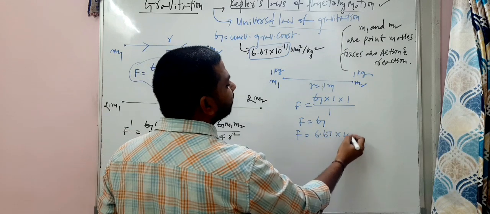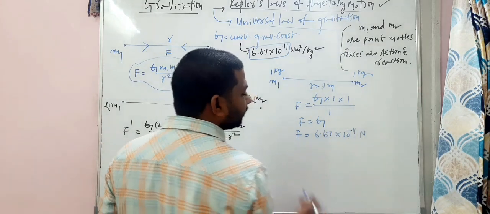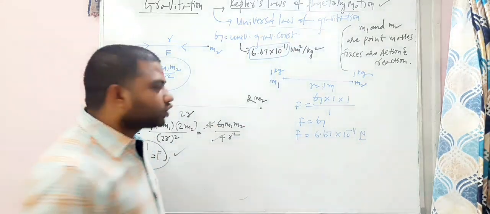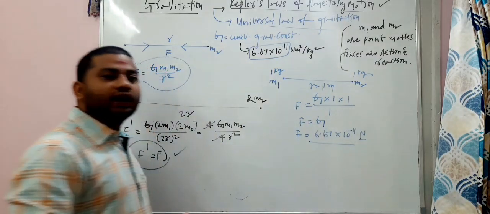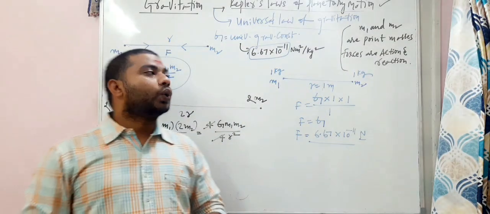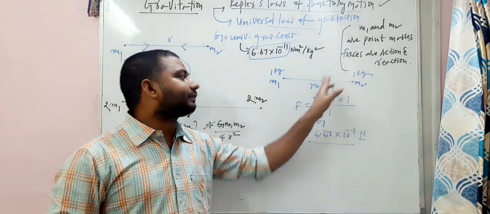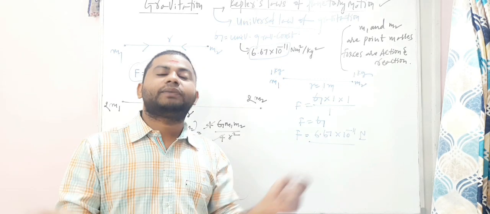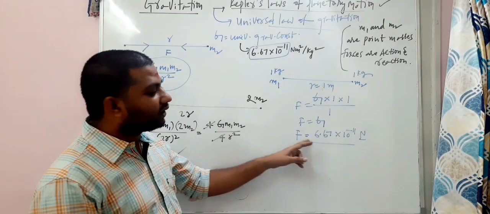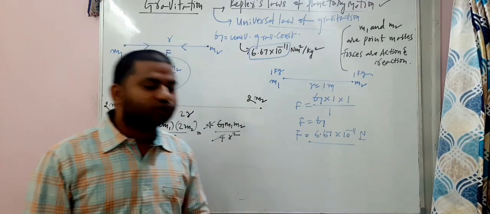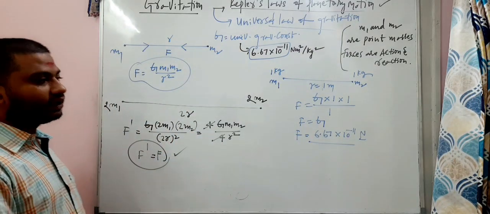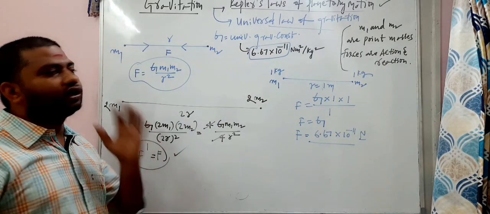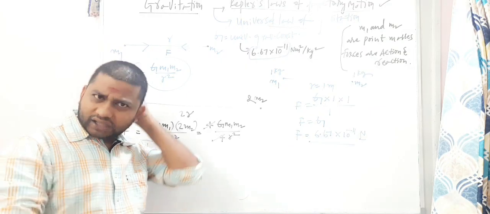6.67 into 10 raised to minus 11 Newton, because force units are Newton. This is the force of attraction between two masses having unit values and separated by a unit distance. When two unit masses are separated by a unit distance, the force of attraction will be 6.67 into 10 raised to minus 11 Newton. Understand? This is how the concept of the universal law of gravitation is started, right? So let's continue now.